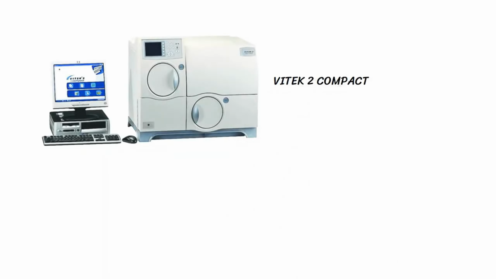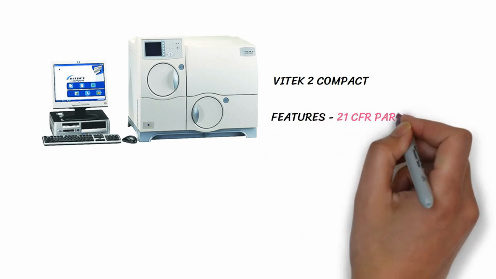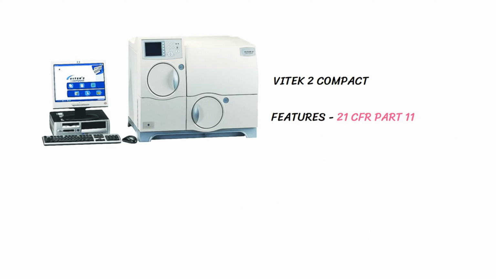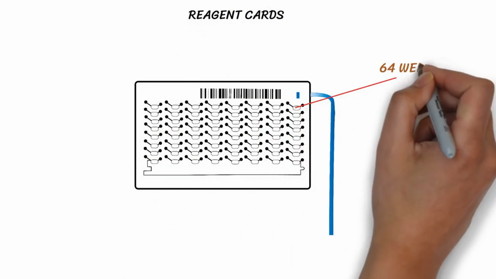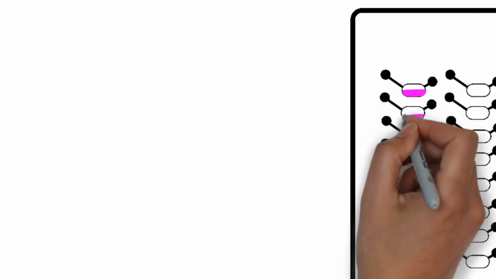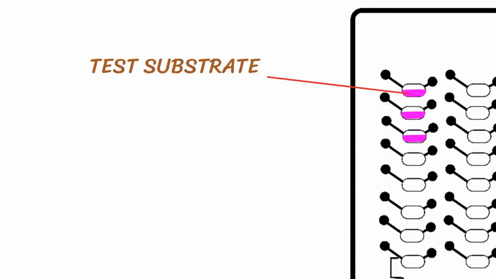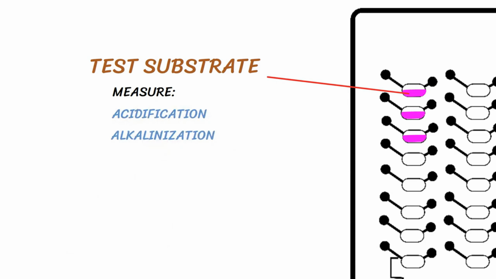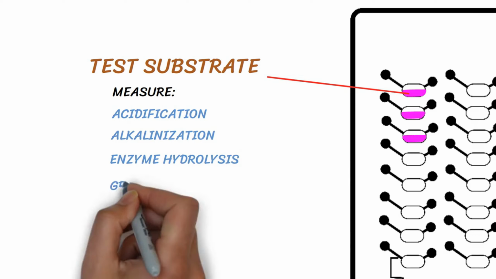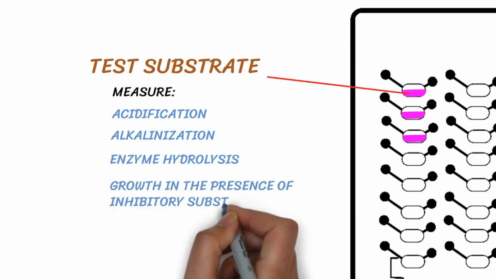Vitek 2 Compact is the best for industrial microbiology testing environment. It features 21 CFR Part 11 compliance and advanced colorimetry technology. The instrument utilizes reagent cards that have 64 wells. Each well contains individual test substrate. These substrates measure various metabolic activities like acidification, alkalinization, enzyme hydrolysis, and growth in the presence of inhibitory substances.